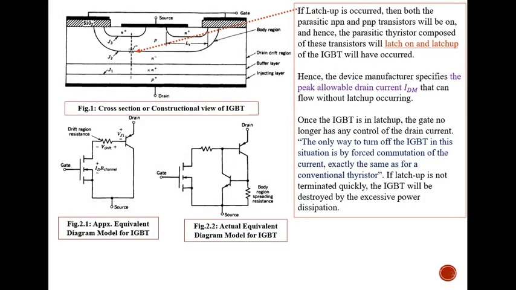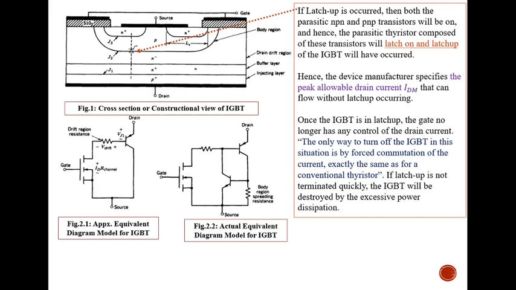One more important point: if you see the construction view, in the IGBT there is a parasitic thyristor involved. If this thyristor turns on unintentionally, it will introduce the latch-up problem in the IGBT. So what is the latch-up problem, and what will happen if it occurs?